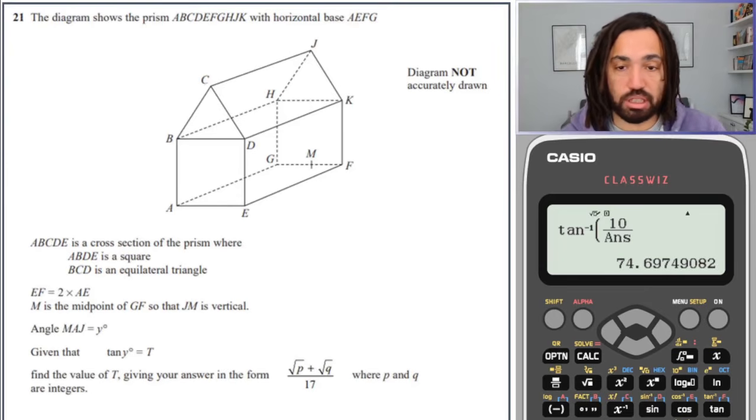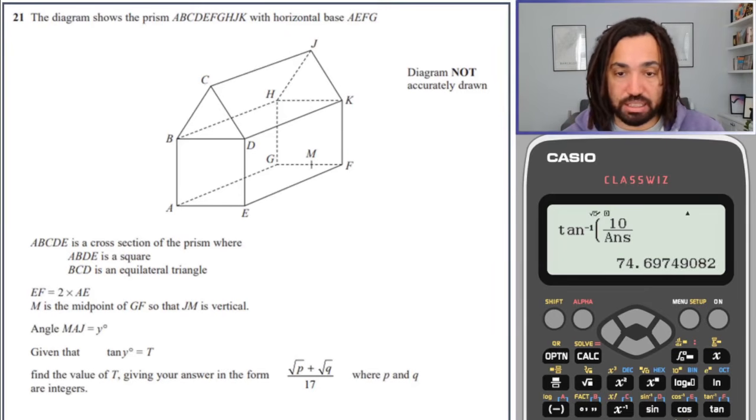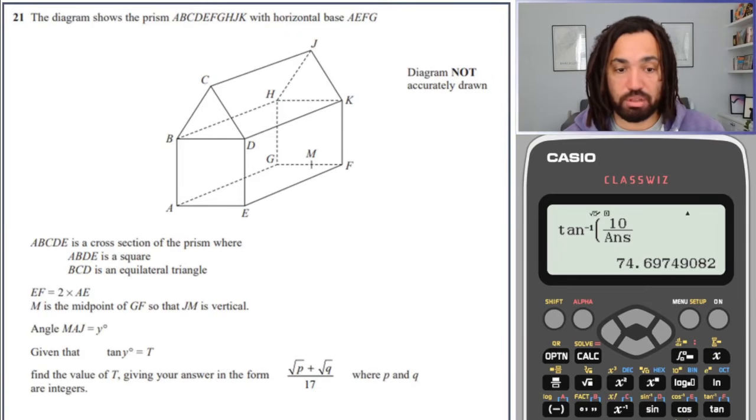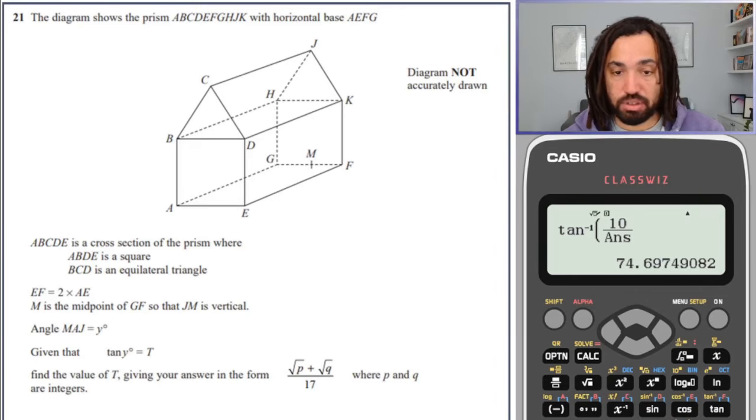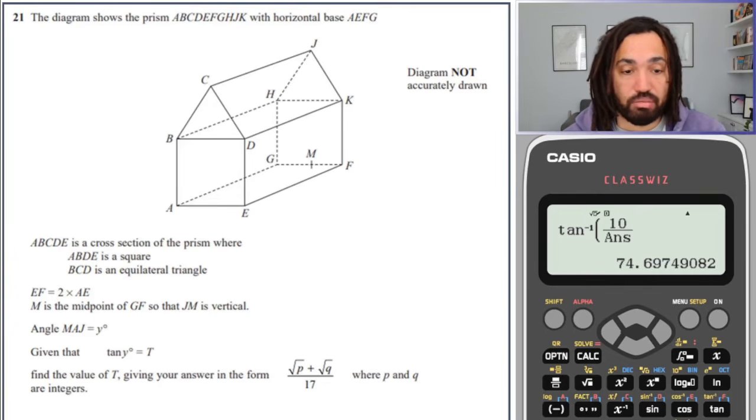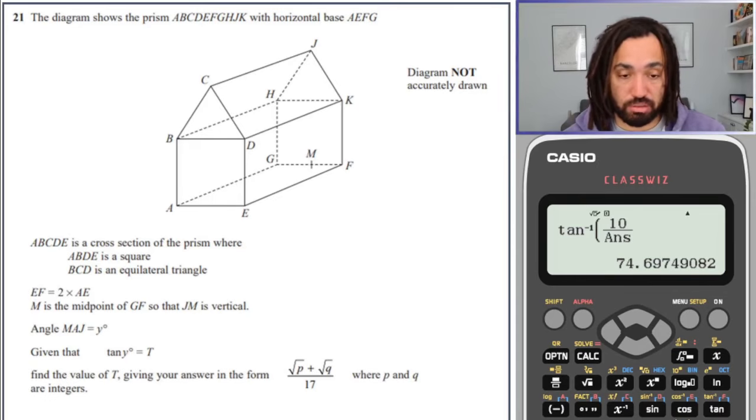Okay, the final question, and it is a beast, if I remember correctly. I think I've done this question before. Yes, so first off, people find this challenging because there's no side lengths given. So you have to just attribute them or assign them yourself.